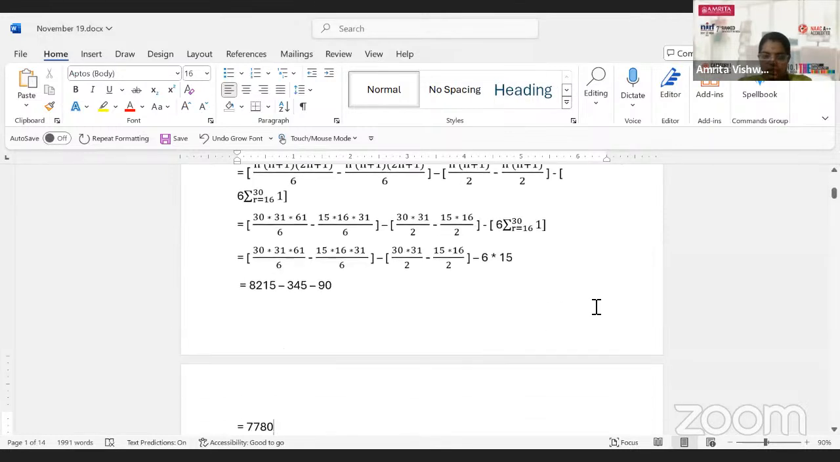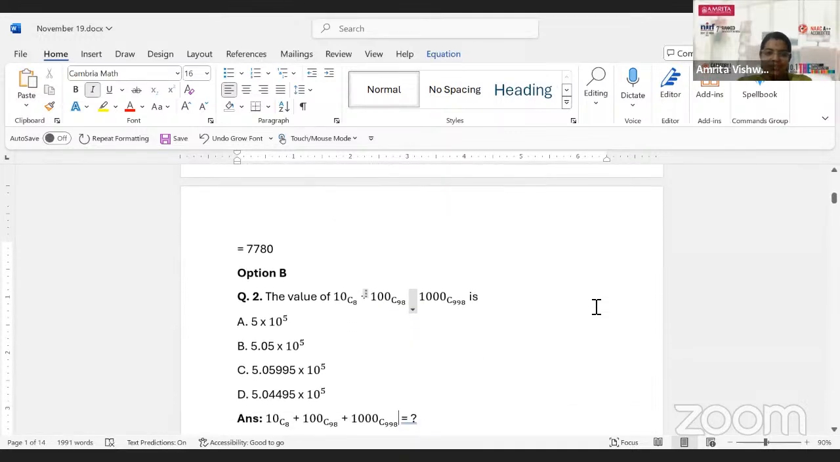So yes, the second question is a very simple question. This also is something that comes in entrance examinations. The value of 10C8 plus 100C98 plus 1000C998 is equal to. It's of nCr. 10C8, 100C98, 1000C998. The options are 5 into 10 raised to 5, 5.05 into 10 raised to 5, 5.05995 into 10 raised to 5, 5.04495 into 10 raised to 5.